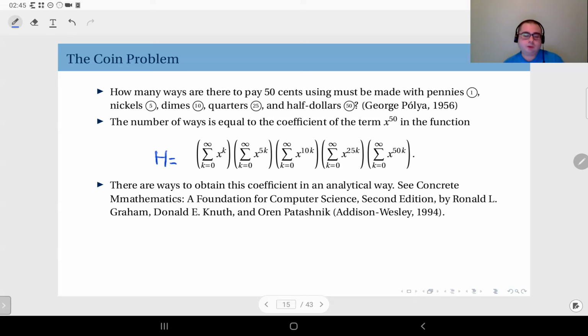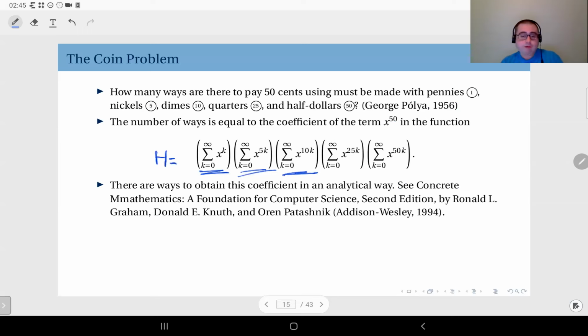This polynomial, well, it's a polynomial of infinite order, but essentially it can be represented by this product, where you have the infinite sum of x to the power k's, and this is the infinite sum of x to the power 5k's.